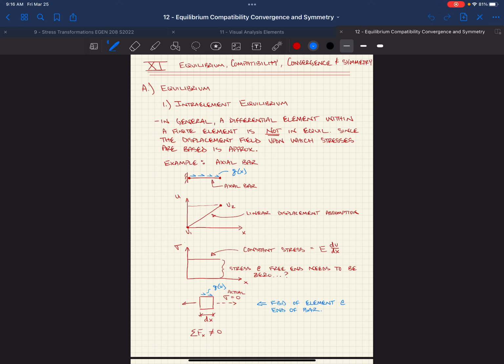So we have equilibrium, right? If we're going to look at equilibrium, we're going to look at equilibrium at different levels. We have intra-element equilibrium. What is that?